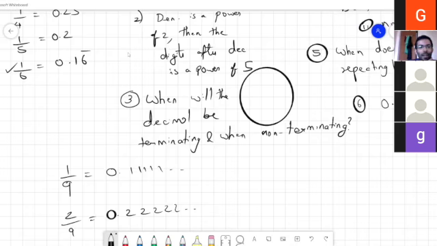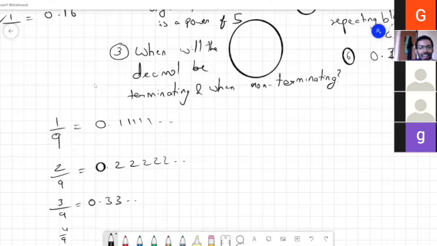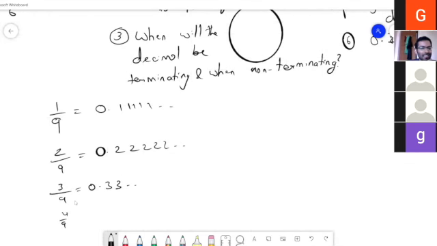So this 1 by 9, 2 by 9, 3 by 9 is very nice. I've never again seen this in this format. So what will happen if I go to 9 by 9, I get 1. Then if I go to 10 by 9, it will become again 1.111 and so on. Okay. Very nice. Very elegant.